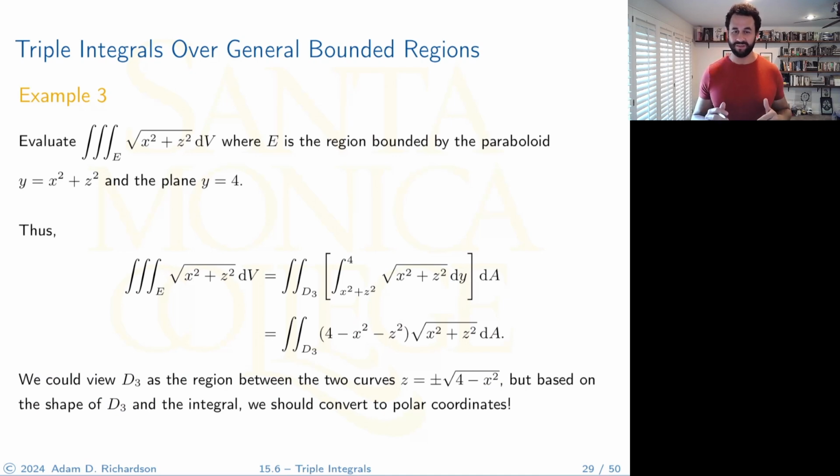Before we start talking about scanning the planar region, D3, this is what we have so far. We're going to first scan in the y direction. We're going to scan from the paraboloid to the plane y equals 4. And then we'll deal with the other bit in just a minute. So right away, this is what we have. And one thing that's nice about this particular scan is that this function here does not depend on y. So it's really, really easy to integrate with respect to y. You're just going to get y times this thing.